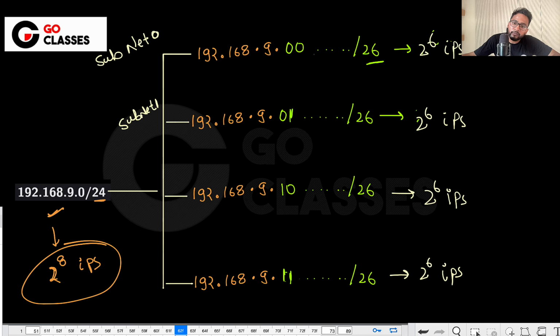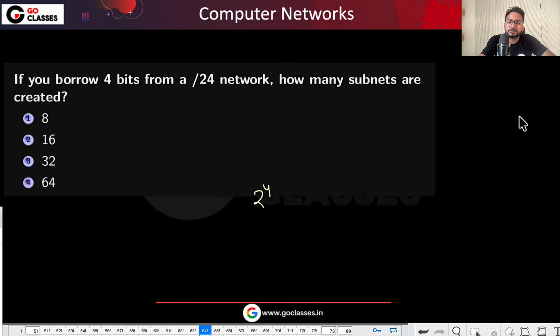So if you add all of this, 2 power 6 plus 2 power 6 plus 2 power 6 plus 2 power 6, which is 4 into 2 power 6, which is 2 power 2 into 2 power 6, again combined 2 power 8 IPs. Earlier also 2 power 8 IPs, now also 2 power 8 IPs. So we are not losing any IPs. The number of IPs will be the same, it's just that we are dividing into subnetworks, that's all.